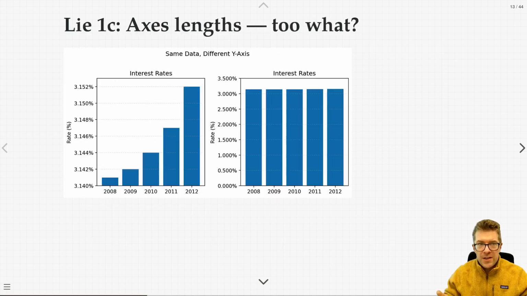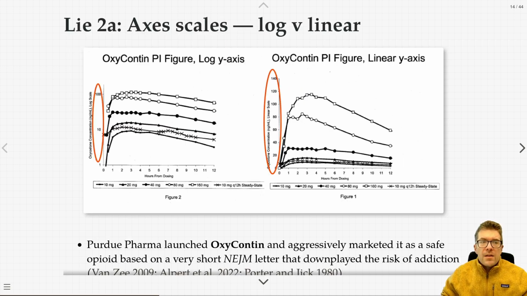So the first collection of lies involved taking the axes, the y-axis in particular, and zooming in or zooming out to an unacceptable extent. The second lie is still going to involve axes, but it involves changing them, going from linear to log and back and forth.